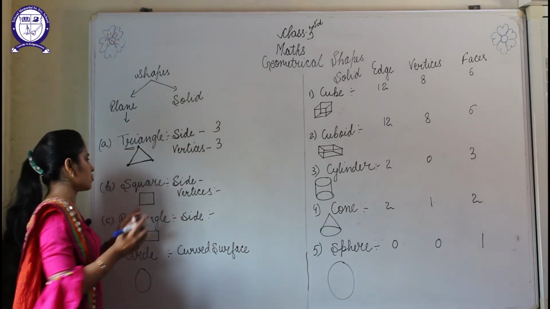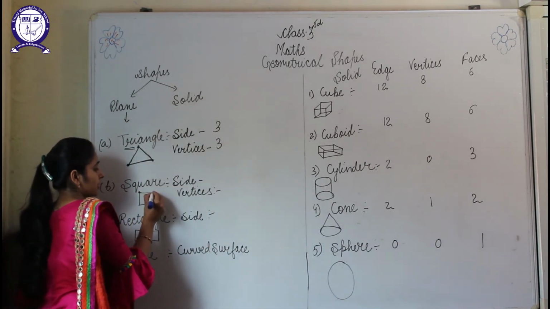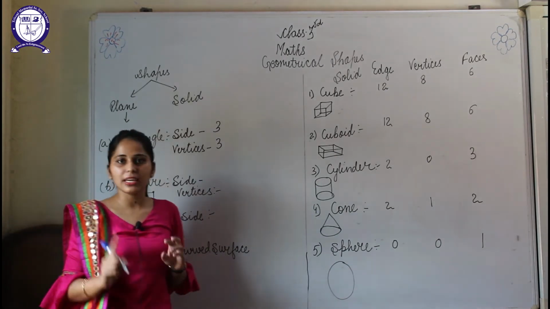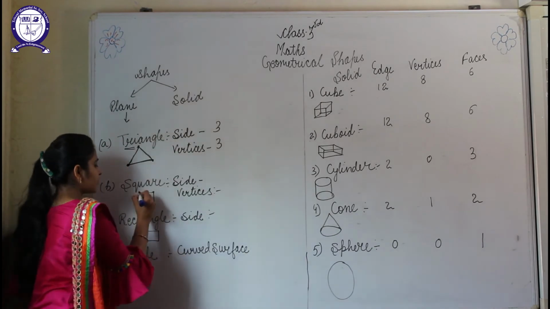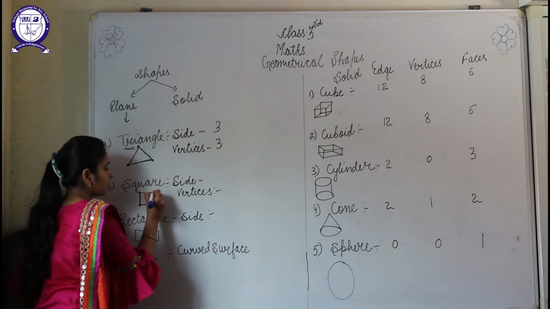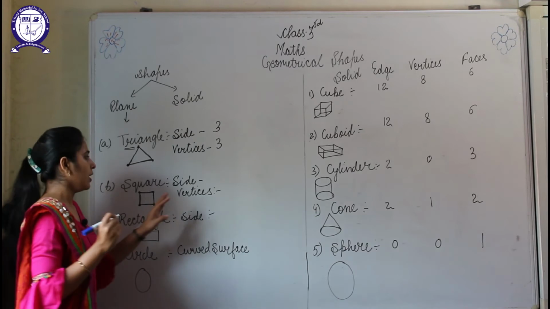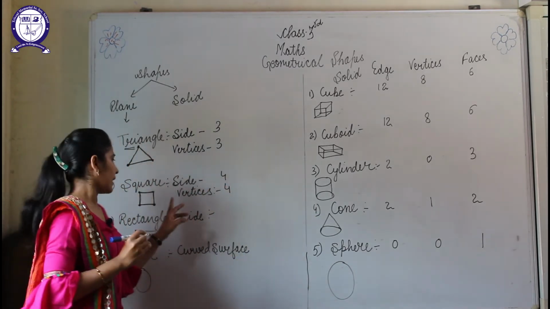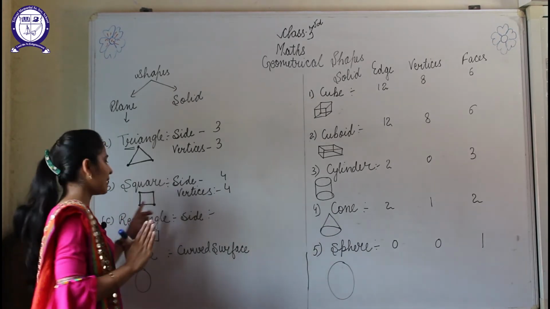Now square. In a square there are 4 corners, students, and 4 sides, and in a square all the sides are equal. Means if this is 5 centimeter, this will also be 5, this will also be 5, and this will also be 5. Now how many sides? 4. How many vertices? 4, students.